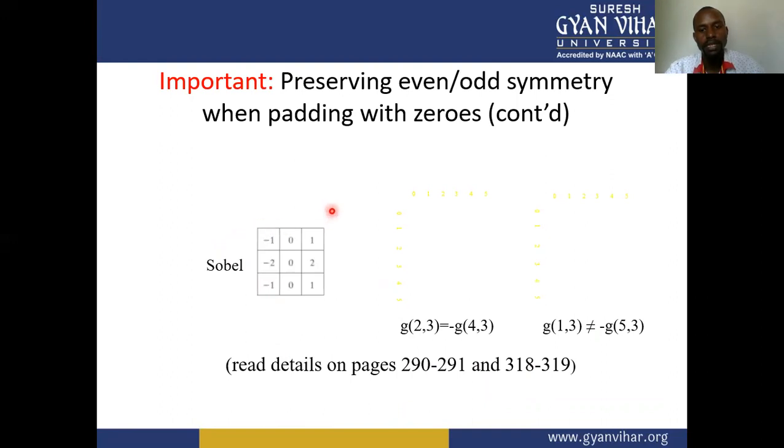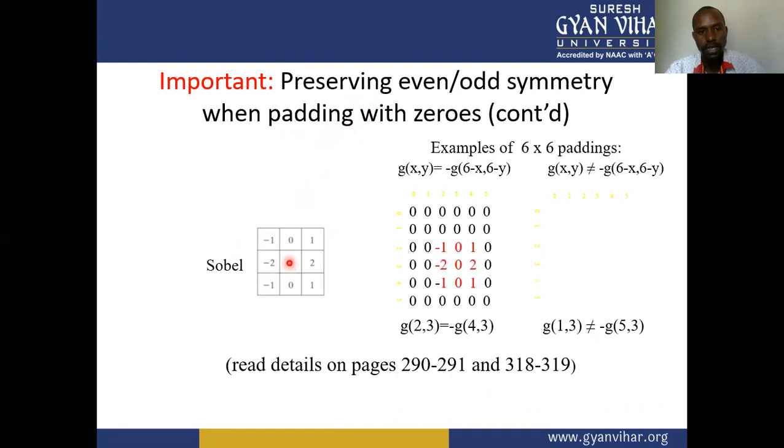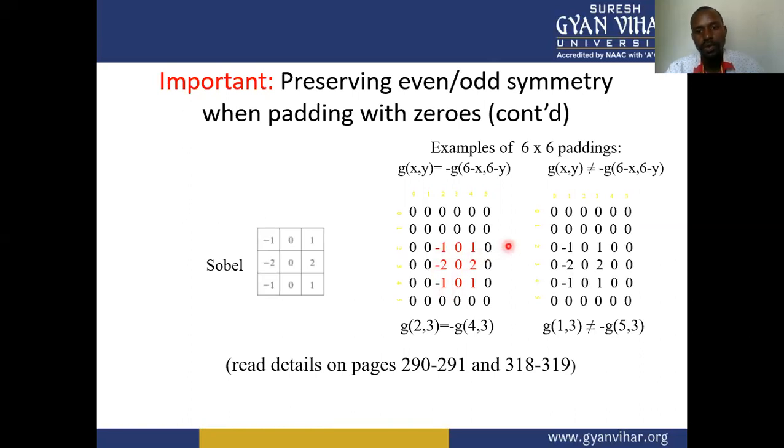The same case applies whenever we are doing padding; this is our result. An example of padding here is when the input image in the spatial domain is given by a negative of (6 minus x, 6 minus y). We are able to obtain the center pixels as shown here. When the sizes are not equal, this is what we get.